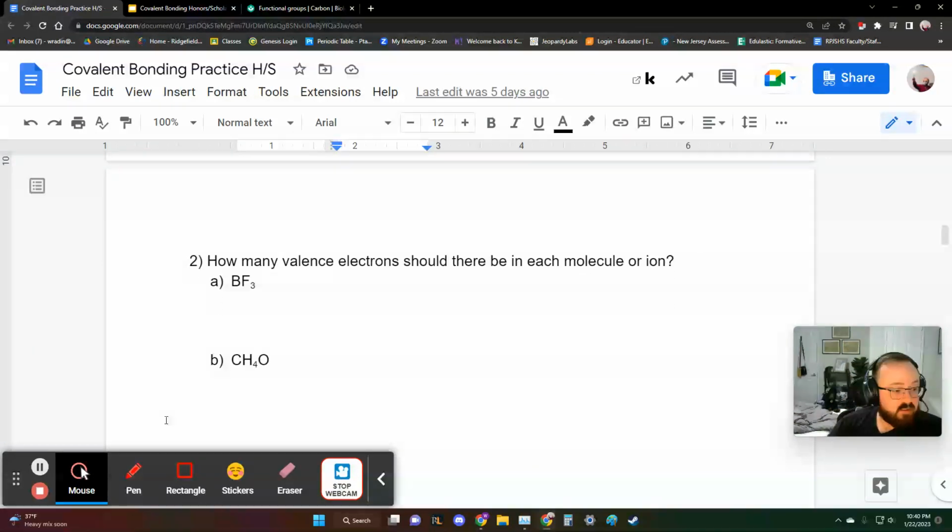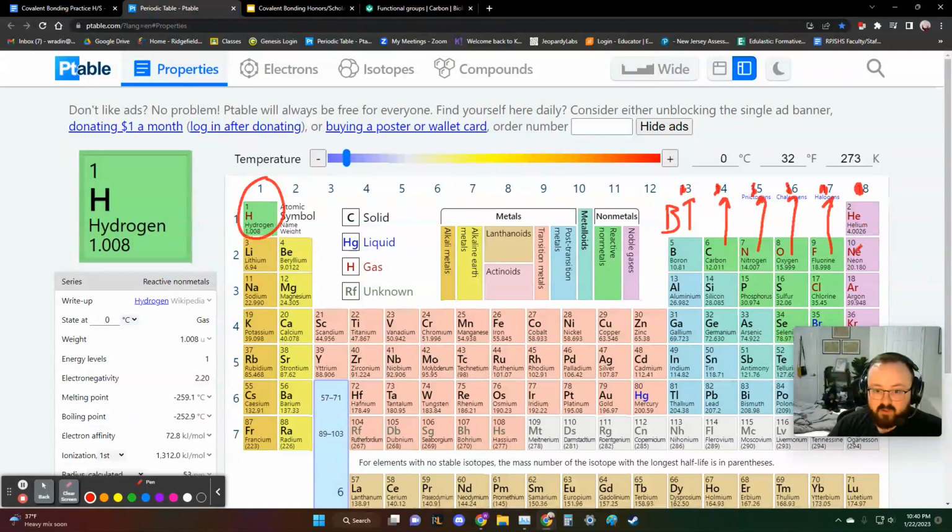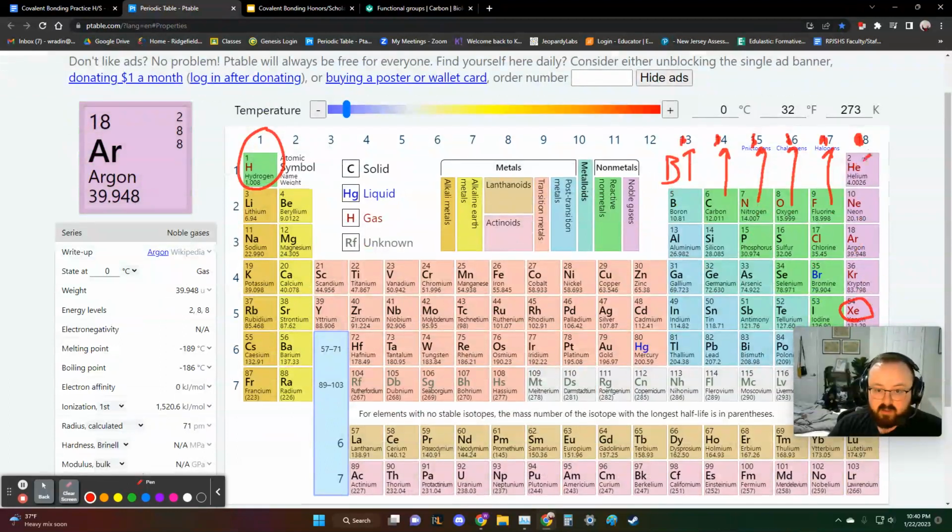So how do we calculate this? We need to use our periodic table, and you need to know how many valence electrons certain atoms have. As an easy review, hydrogen will always have 1, it's in group 1. We're going to get rid of these ones here, and the number that's left over is how many valence electrons there are. So boron is in group 13, so it has 3 valence electrons. Carbon has 4, nitrogen has 5, oxygen has 6, fluorine has 7, and if you really wanted to, xenon, which I talked about, has 8.